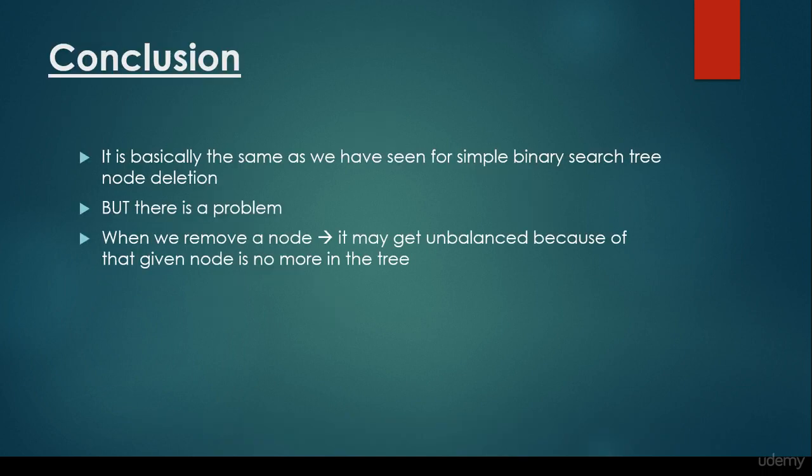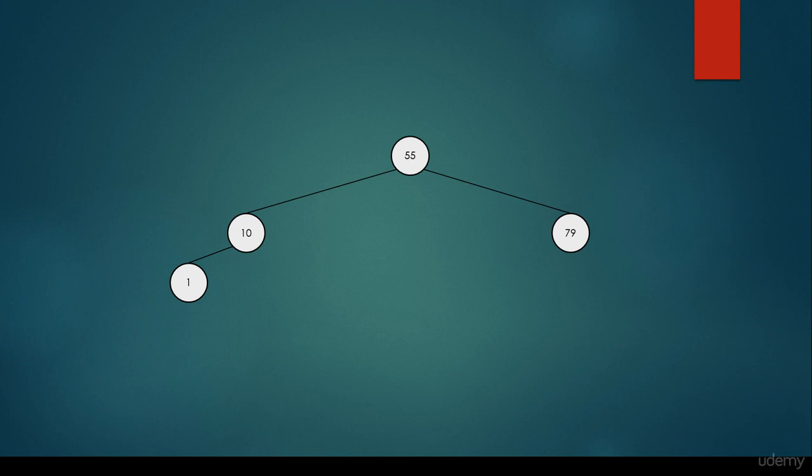So the conclusion is that it is basically the same we have seen for simple binary search tree node deletion. But it's very, very important that there is a problem. When we remove a node from the AVL tree, it may get unbalanced because the given node is no longer in the tree-like structure. Let's consider this situation. We have the root node 55 and we would like to get rid of 79. Before the remove operation, as you can see, this AVL tree is balanced. We don't have to make any rotations. It is a balanced binary search tree.